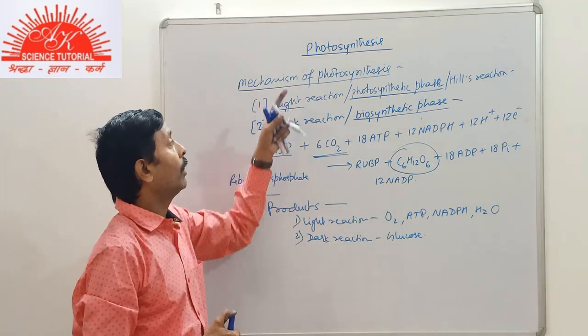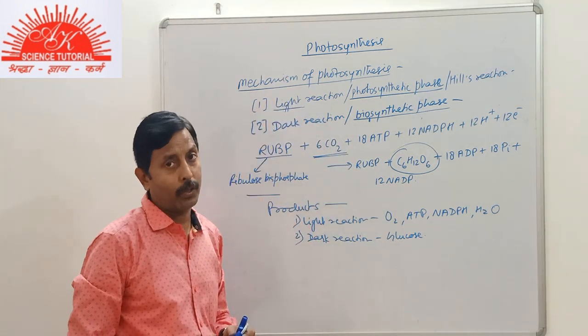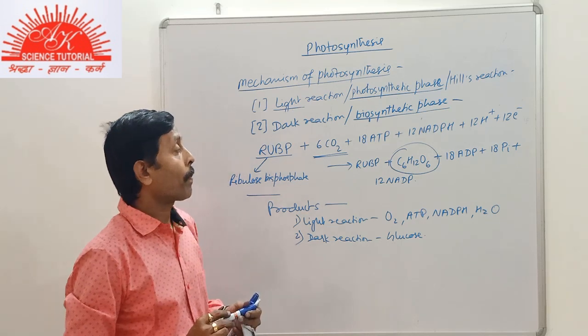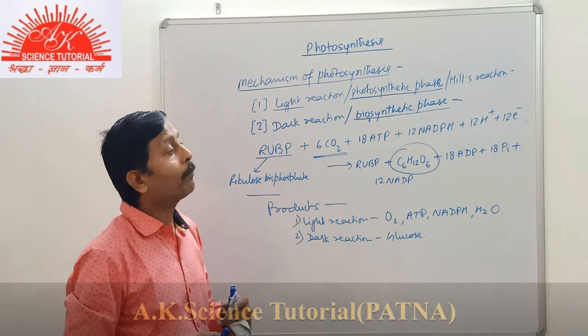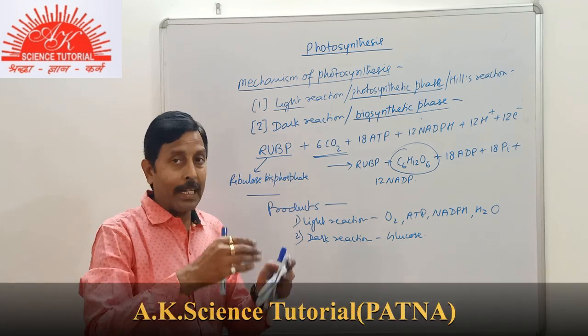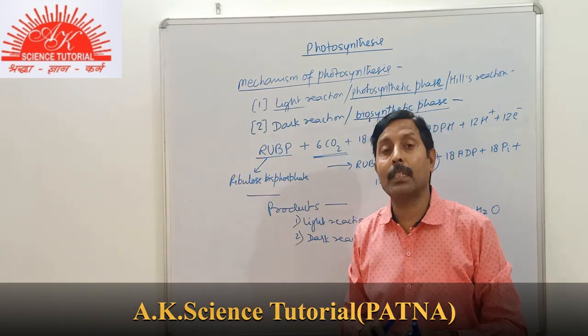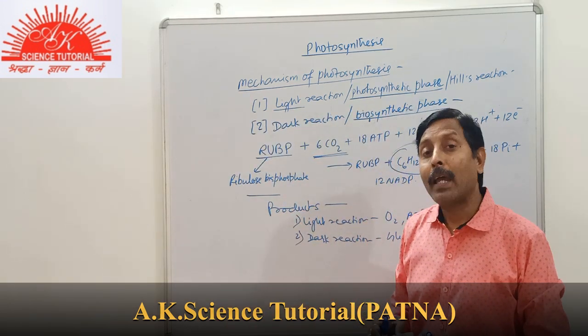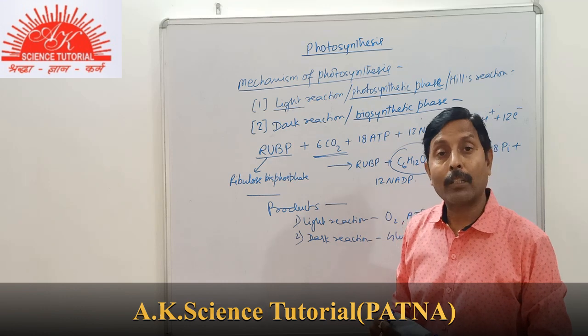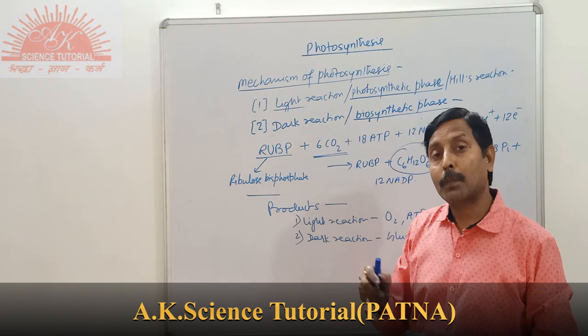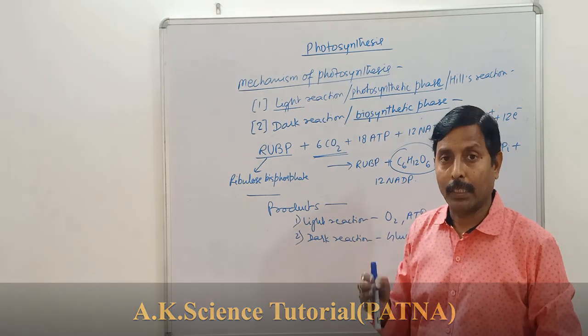So this is all about the mechanism of photosynthesis. In the next part, we will study about the fate of the products, the adaptation in the leaves, how it is adapted for photosynthesis, and then the factors affecting the rate of photosynthesis. Later on in the next part, we will study the experiments based on photosynthesis.